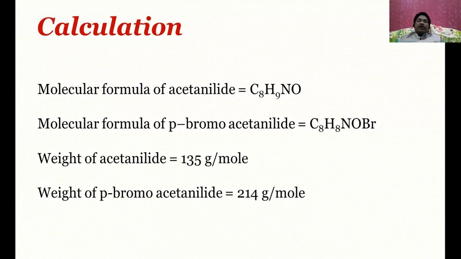Let us see what is the calculation involved here. The molecular formula of acetanilide is C8H9NO and the molecular formula of para-bromoacetanilide is C8H8NOBr. The weight of acetanilide is around 135 grams per mole. The weight of para-bromoacetanilide is 214 grams per mole.